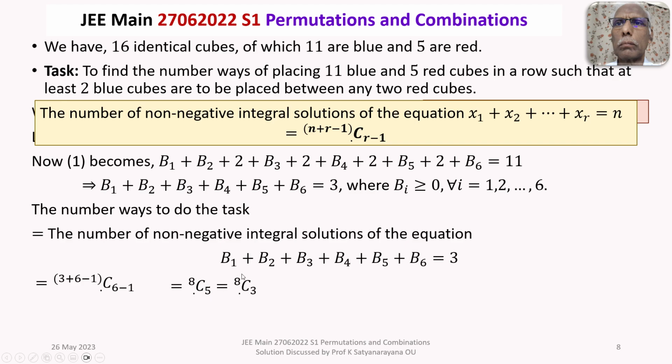8 C 5 is the same as 8 C 3. Yes, nCr is equal to nC(n minus r). And 8 C 3 is equal to 8 into 7 into 6 by 1 into 2 into 3. Simplify, you will get 8 sevens are 56. That's our answer. So, the number of ways of placing 11 blue and 5 red cubes in a row such that at least 2 blue cubes are placed between any 2 red cubes is 56. So, that is the answer to this question.